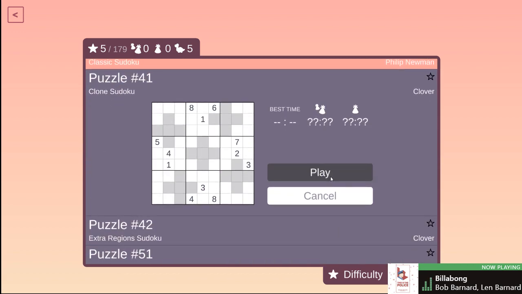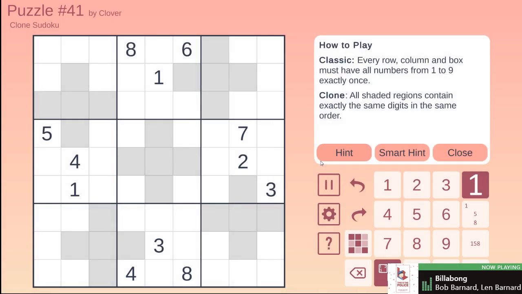Now we have clone Sudoku. We have a new variant. Oh my gosh. Clone. All shaded regions contain exactly the same digits in the same order. That's interesting. That's very interesting. I like that. Okay. This is clone Sudoku. Let's try with 3s. 3s feel slightly restricted here. One of these is a 3. Okay.